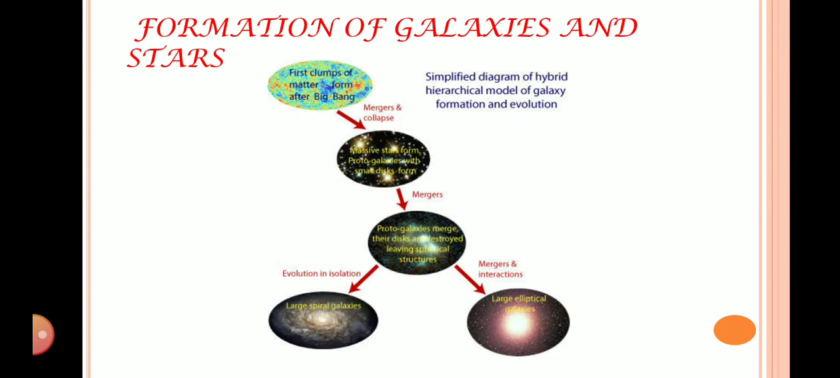Now let us know about the formation of galaxies. A galaxy is a huge mass of stars, nebulae, and interstellar material. The smallest galaxies contain about 1 lakh stars, while the largest contain up to 3000 billion stars. The galaxies are the major building blocks of the universe.